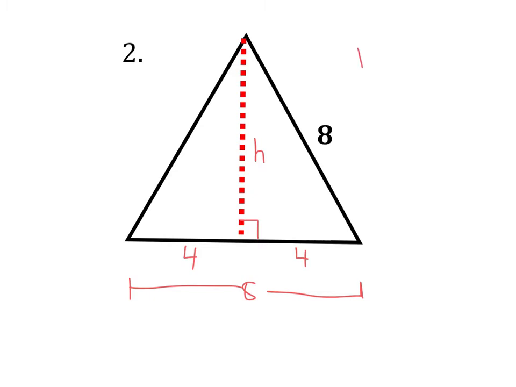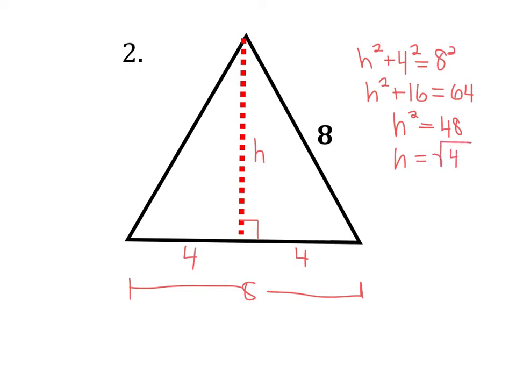Looking for the height, we're going to do the Pythagorean theorem. h squared plus 4 squared equals 8 squared. Let's clean this up. 4 squared is 16, 8 squared is 64. Let's subtract 16 from both sides. h squared is going to equal 48. And let's simplify the square root of 48. What perfect square factors go into 48? 16 goes in there 3 times. So h is going to equal the square root of 16, which is 4, so 4 root 3. So the height here is 4 root 3.